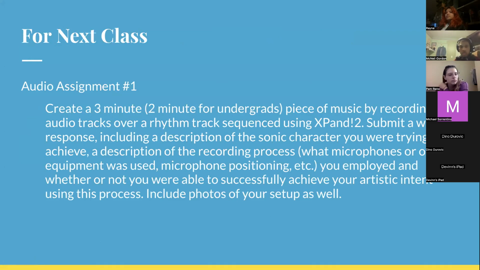And then your assignment is for grad students, create a 3 minute, undergrads a 2 minute piece by recording 2 audio tracks over a rhythm track sequenced in Mixband. Submit a written response, including a description of the sonic character you were trying to achieve, a description of the recording process, what microphones or other equipment was used, microphone positioning, and whether or not you were able to successfully achieve your artistic intent using this process. Include pictures of your setup.